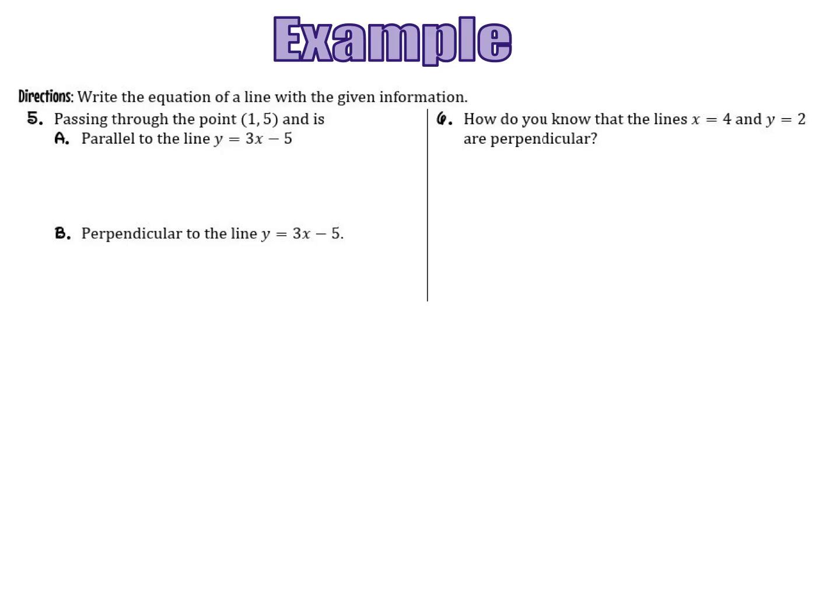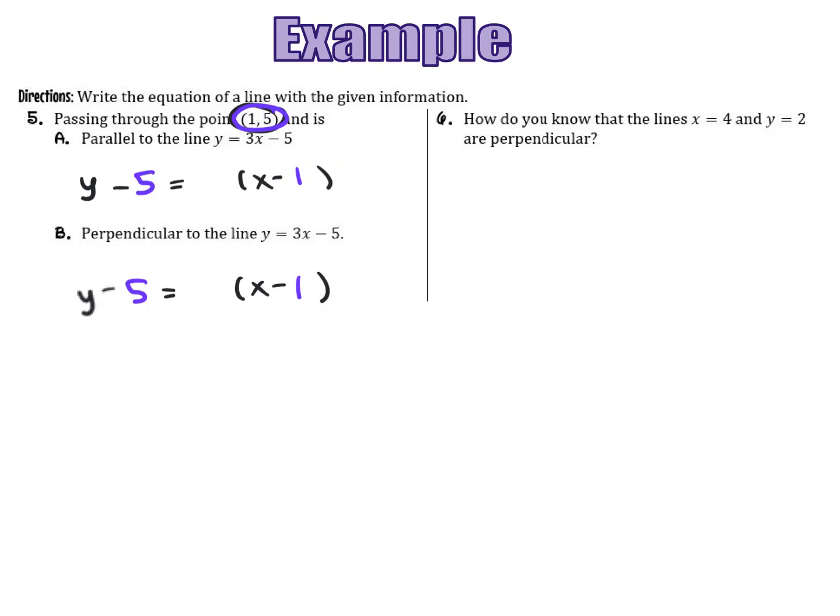For both 5a and 5b, I am using the point (1, 5) and I'm writing the equation of a line. So I'm going to go ahead and set up what's always going to be the same in the equation of my line: y minus, leaving space for my slope, x minus. For both of these problems, I'm using the point (1, 5). So the x coordinate is going to be 1, the y coordinate is going to be 5. And all I need to do now is to find the slope.